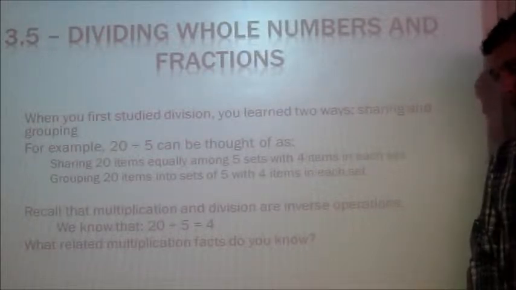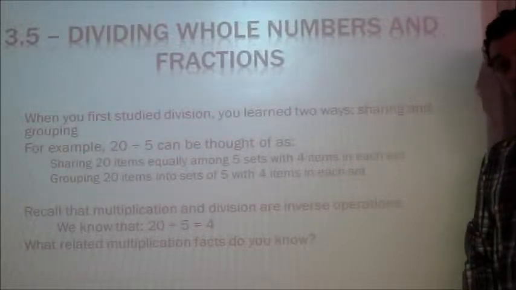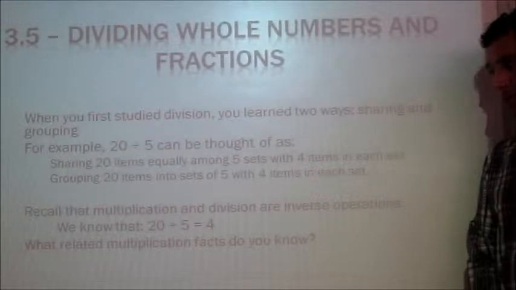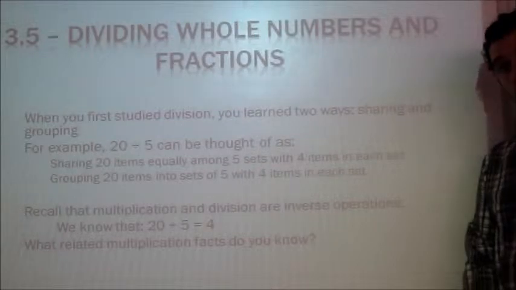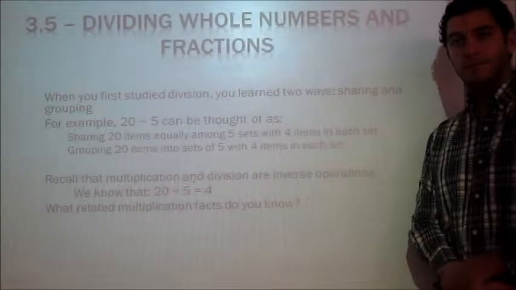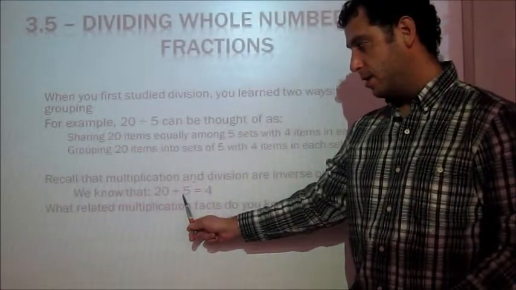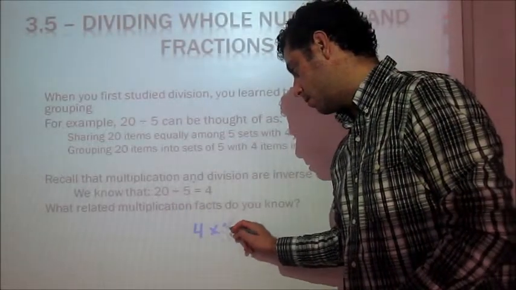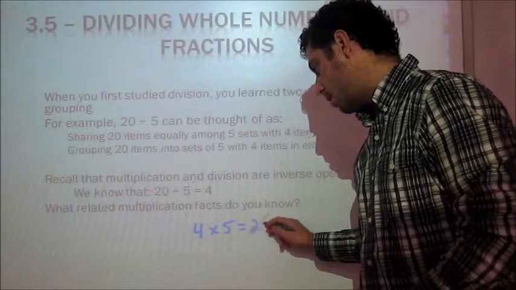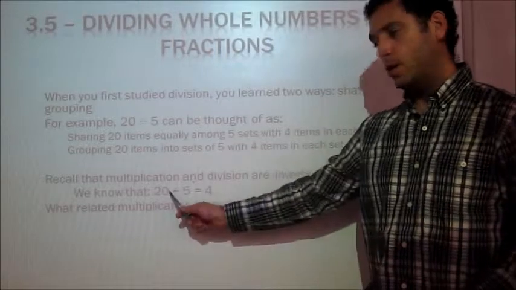Recall that multiplication and division are inverse operations. That is, they undo each other. If we know that 20 divided by 5 is equal to 4, what related multiplication facts do you know? Well, we know that 4 times 5 will equal 20, and we also know that 5 times 4 equals 20.